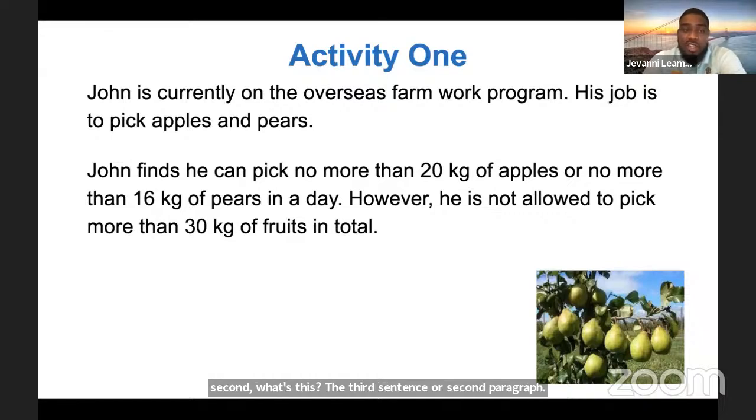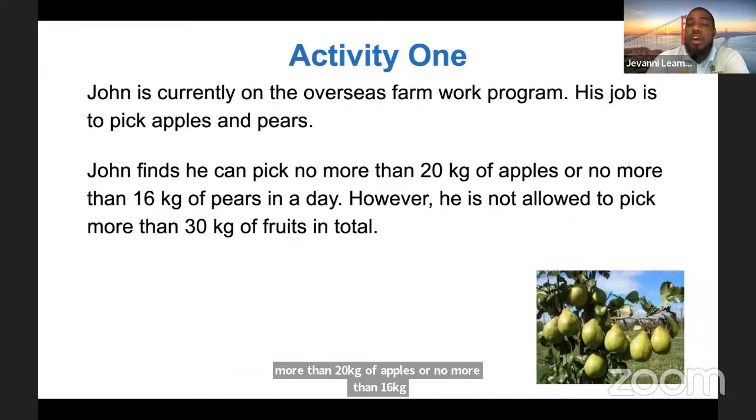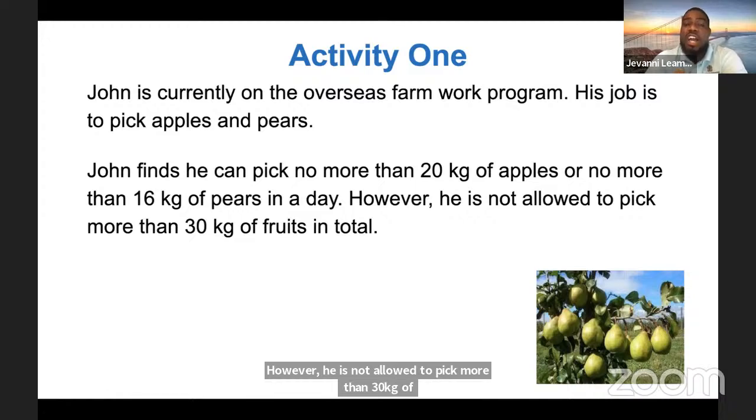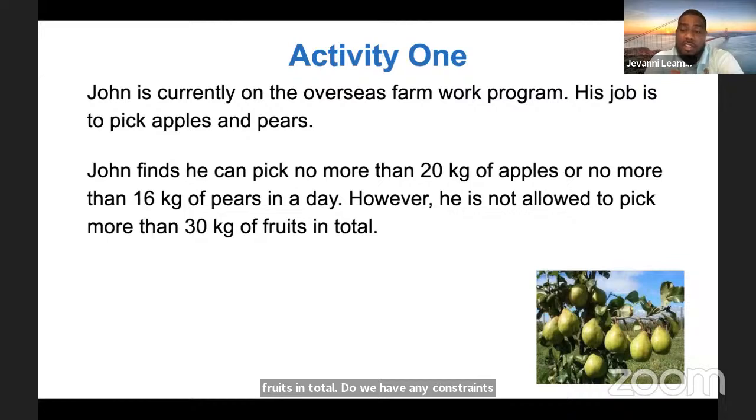Do we have any constraints? John finds he can pick no more than 20 kilograms of apples or no more than 16 kilograms of pears in a day. However, he is not allowed to pick more than 30 kilograms of fruits in total. Do we have any limiting factors based on this real world or real life scenario?